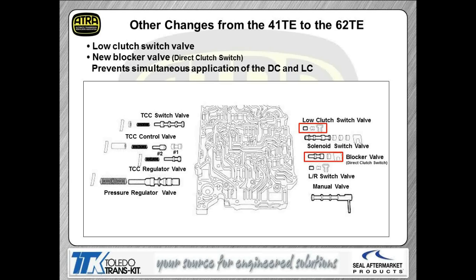Other changes you're going to notice will be in the valve body itself. There's the addition of a low clutch switch valve and a new blocker valve, otherwise referred to as the direct clutch switch valve. This switch valve prevents the direct clutch and the low clutch coming on together during application and release when it's upshifting and downshifting. So that valve was added to the valve body.